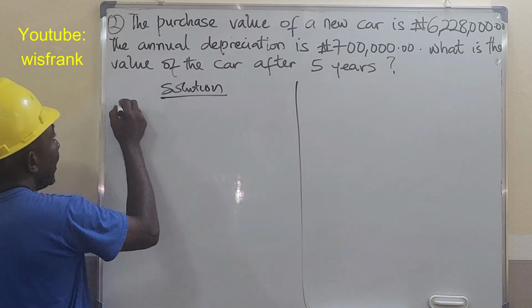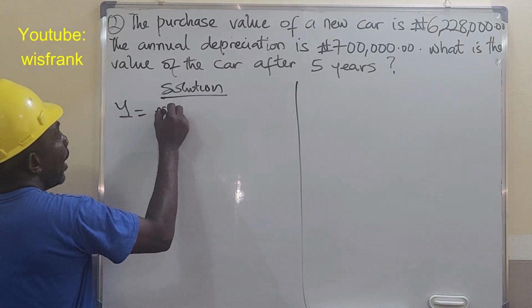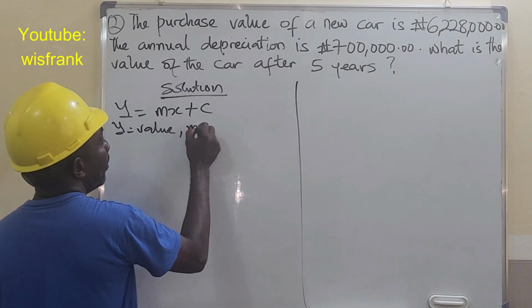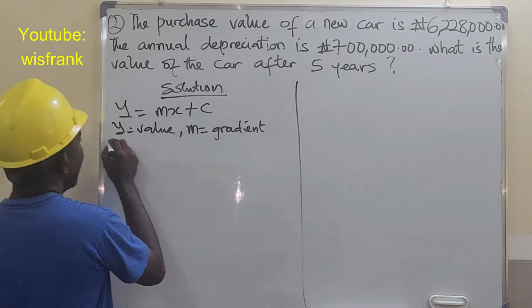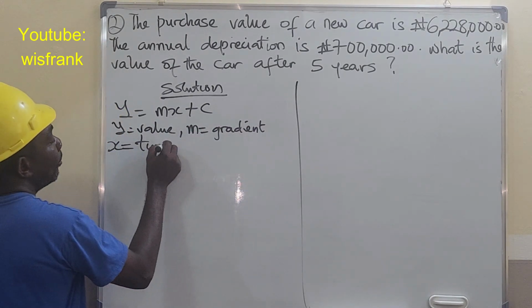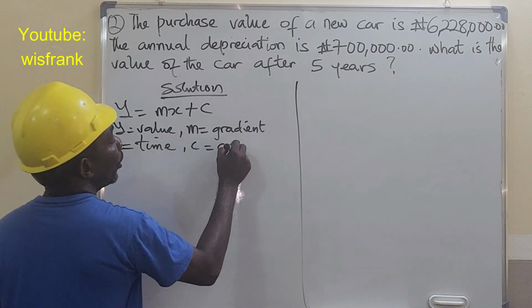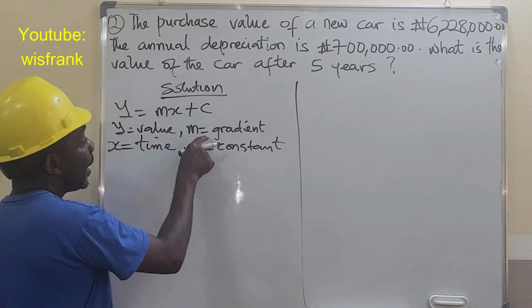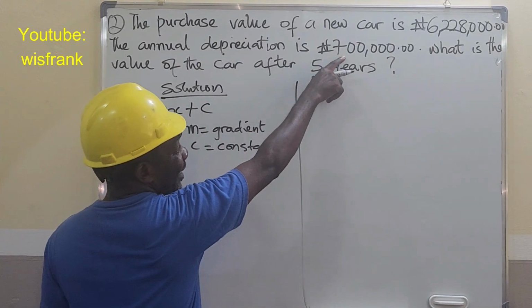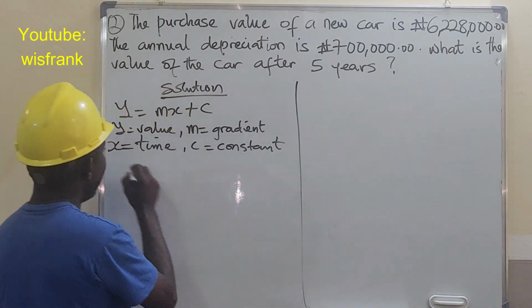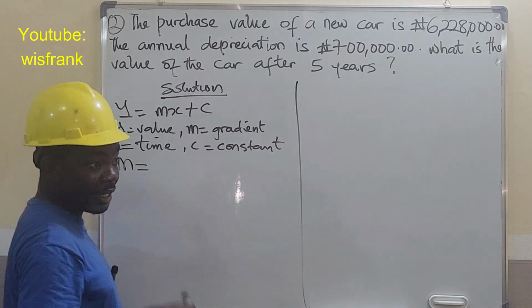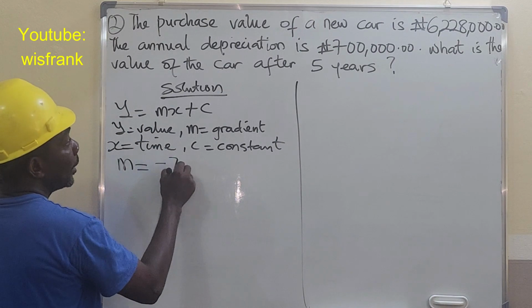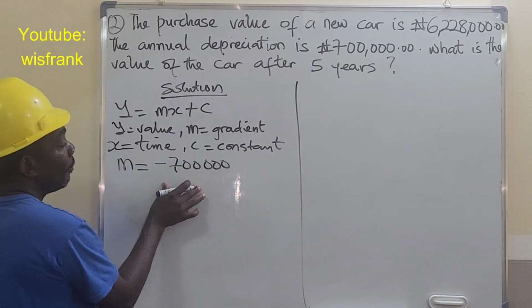We have the linear equation formula as y equals mx plus c, where y equals the value, m equals the gradient, x equals the time, and c equals the constant. In this case, we are given the value of the gradient, which is 700,000 naira, and because it is depreciating, m is going to be negative. So m equals minus 700,000. That is the value of m.